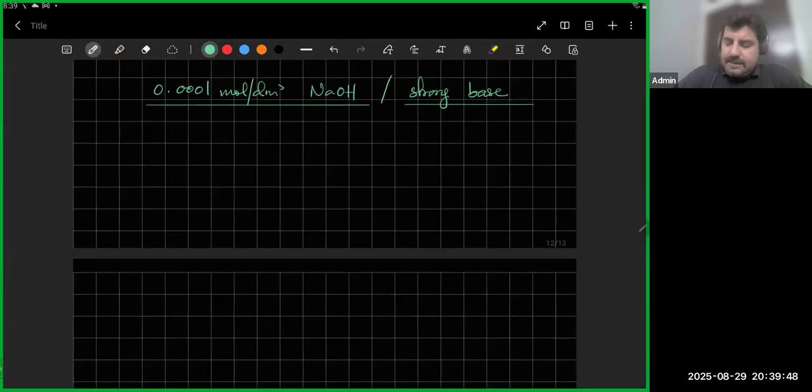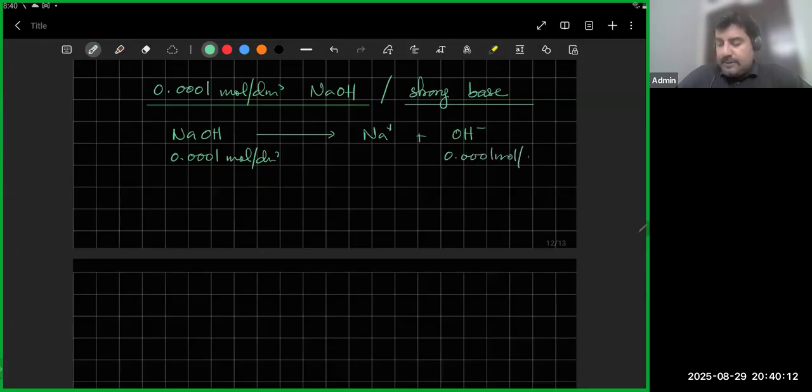Since it's a strong base, it will fully dissociate. It's going to produce Na+ and OH ions. Now this is 0.0001 mole per dm cube, so the amount of OH ions that it will produce is 0.0001 mole per dm cube as well. It's a strong base. Now here it is the opposite, because there is no H+, although there is H+ in water.